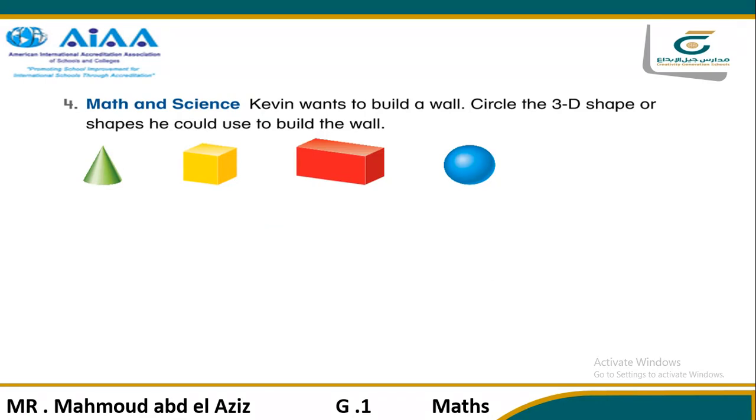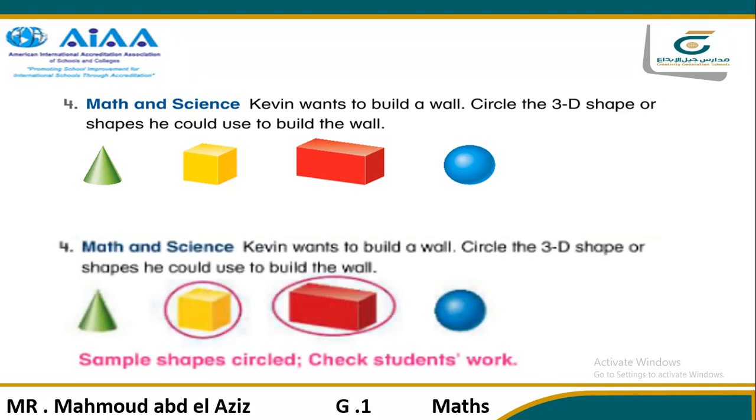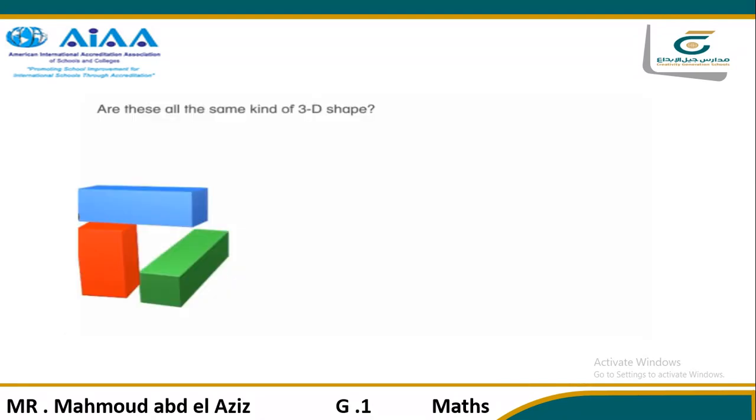With another question here, Kevin wants to build a wall. Circle the 3D shape or shapes he could use to build the wall. Here you can choose any shape here. For example, I'll choose here cube and rectangular prism. That's for example, simple shapes which are circled to build my wall. Okay, with another video.